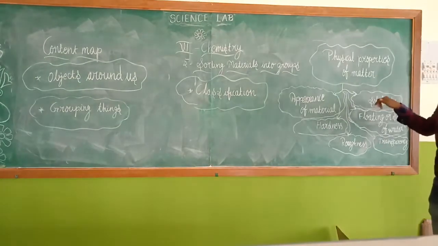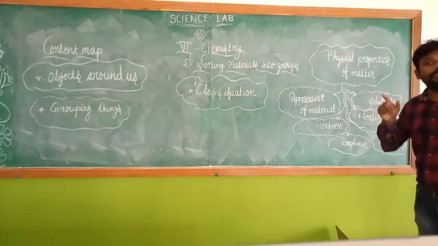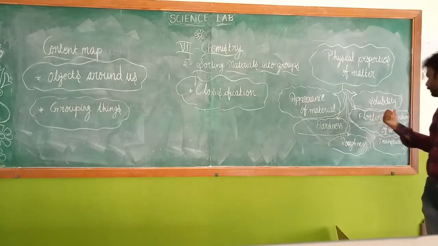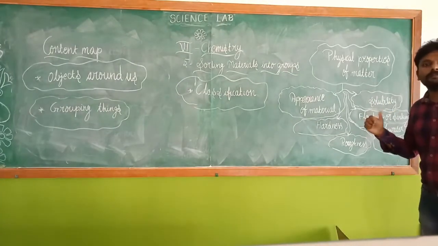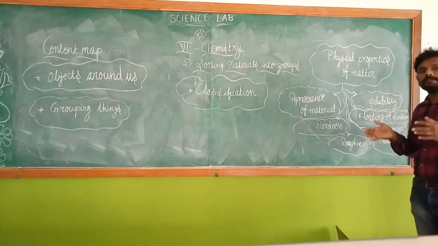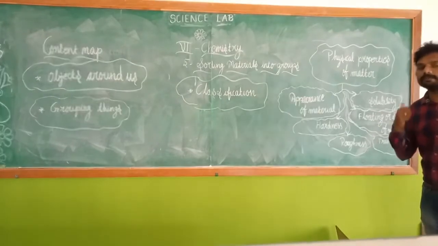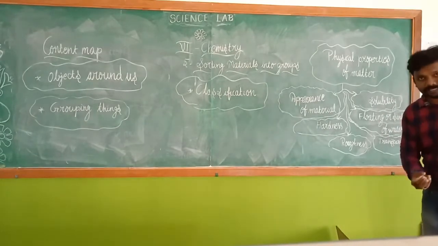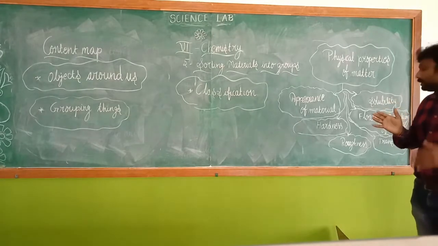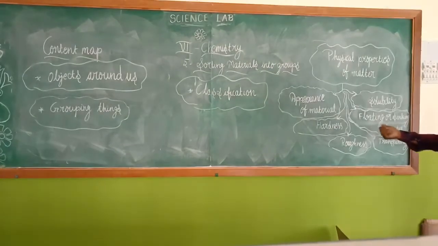The next content is solubility. We read this in 5th standard itself: soluble, insoluble, miscible, immiscible solutions. Those things come under solubility. Then floating or sinking in water: what types of materials float, and what types of materials sink? Depending upon the property of floating and sinking, we classify the materials. That is the category we are going to see in this topic.